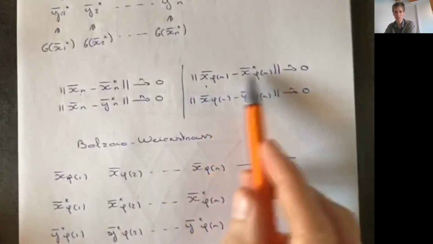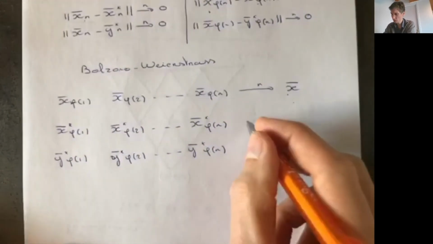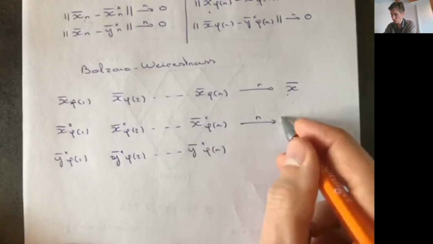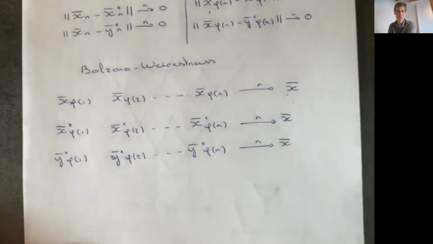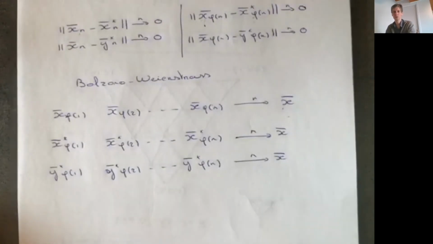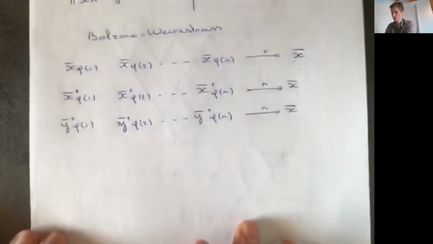converges to 0. Given that these sequences converge to each other and this one converges to x, we have that this one also converges to x, and this one also converges to x, right? So all these sequences have to converge to the same limit.